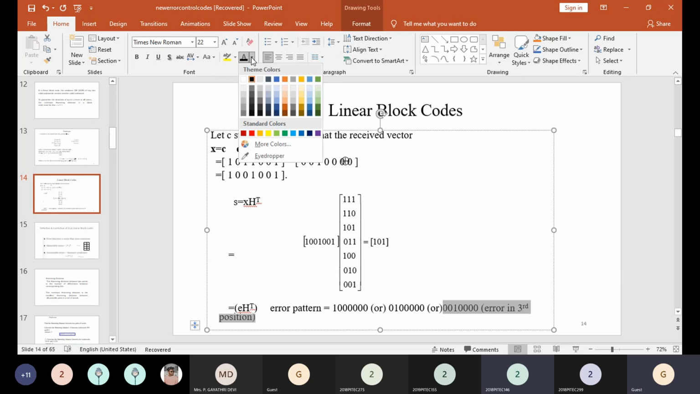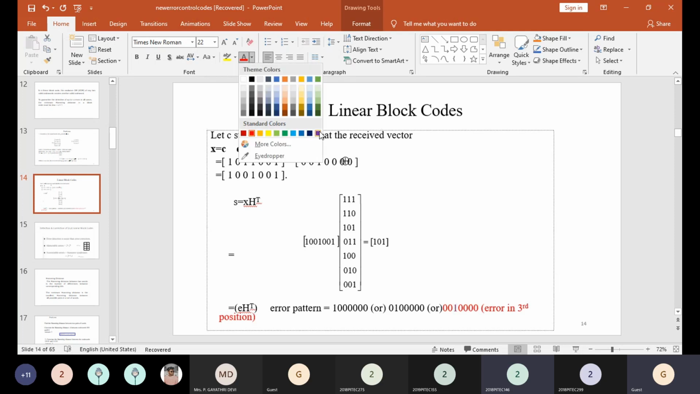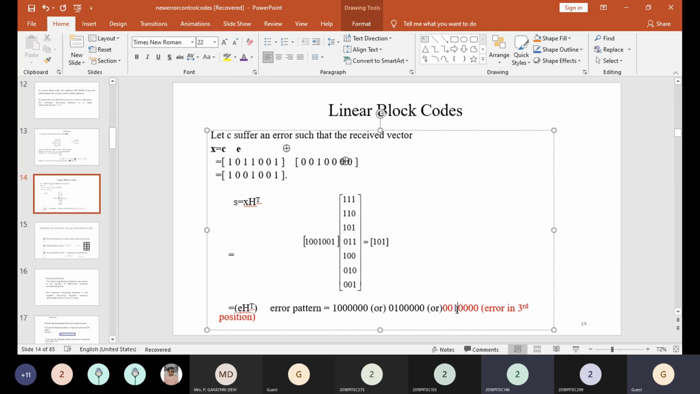For example, an error in the third position, and specifically you can say that the error is lying here. This was what we considered here. Or, to make it more easily understandable, the error is in the third position.